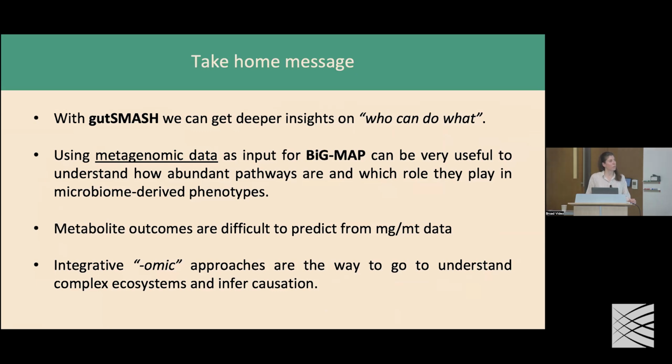Then also that using metagenomic data as input for BiG-MAP can be very useful to understand which pathways are more abundant, which are not, and the role they play in the phenotypes. Metabolite outcomes are difficult to predict from metagenomic data or metatranscriptomic data alone. And then I think that integrative omics approaches are the way to go to be able to understand complex ecosystems and infer causation.